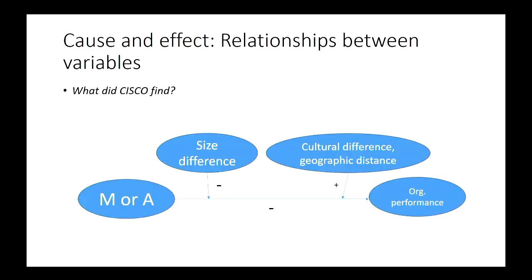What did Cisco actually find? It didn't do scientific studies itself. What did it do? It looked for scientific studies that have already been done by researchers, right, on this subject. And what did it find? It found that mergers and acquisitions generally have a negative relationship with organizational performance, right? It reduces organizational performance. It's a negative relationship.